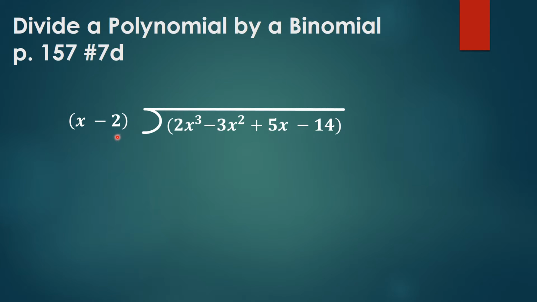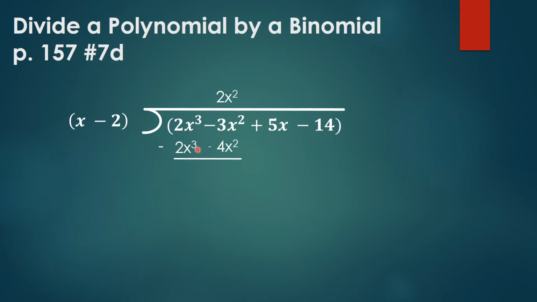Then you ask yourself, again, same steps every time, what do I multiply this x by in the divisor to give me 2x cubed in the dividend? The answer, of course, is 2x squared. So I put the 2x squared up here, above, in line with this x squared down here in the dividend. So 2x squared times x gives me 2x cubed, and I put that here. And I take 2x squared times minus 2, which gives me negative 4x squared, and I write it there.